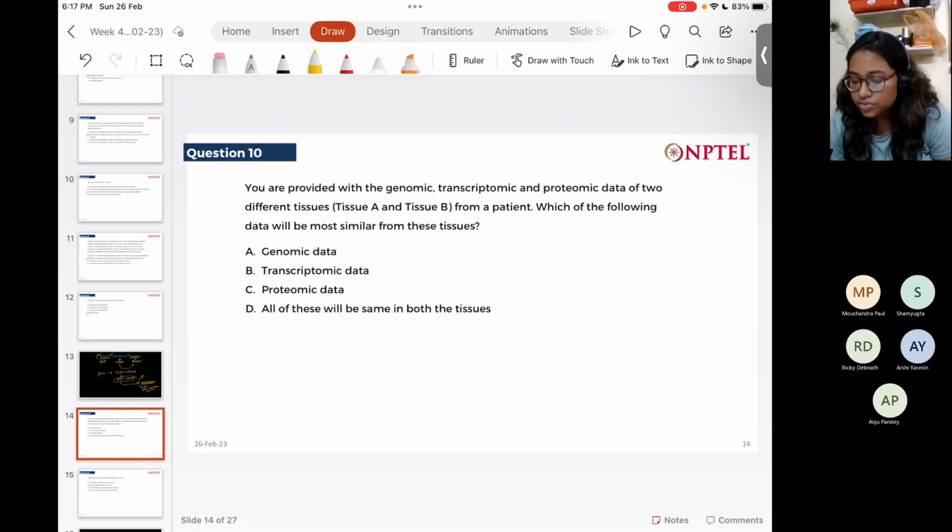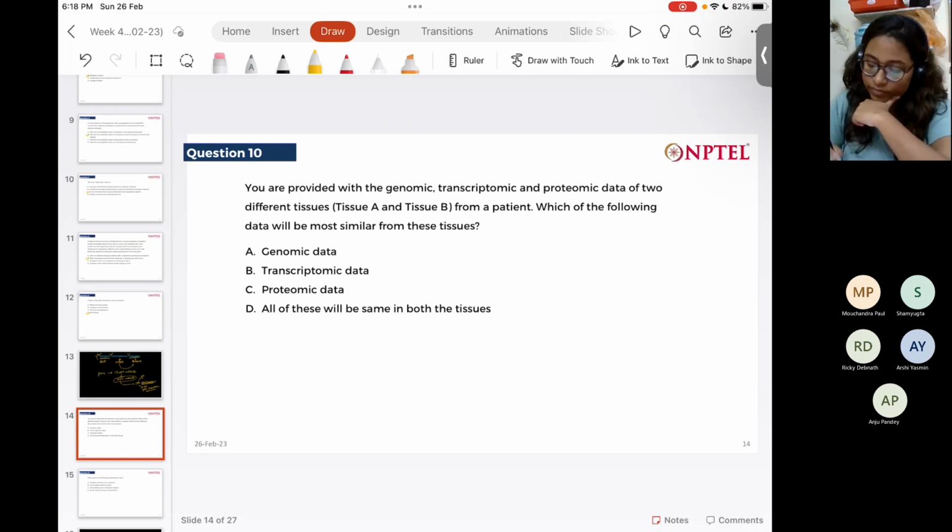You are provided with the genomic, transcriptomic, and proteomic data of two different tissues, tissue A and tissue B, from a patient. So from an individual, you have got two tissue types. Say one is skin tissue, another is liver tissue, so they are from two different organs entirely. Which of the following data will be most similar for these two tissues? Genomic data, transcriptomic data, proteomic data, or in all of these tissues, all three types of data will be similar. What do you think will be the correct answer?